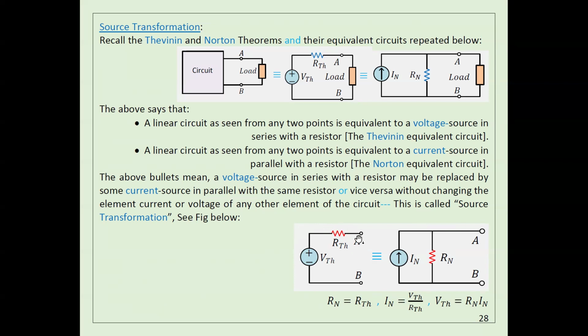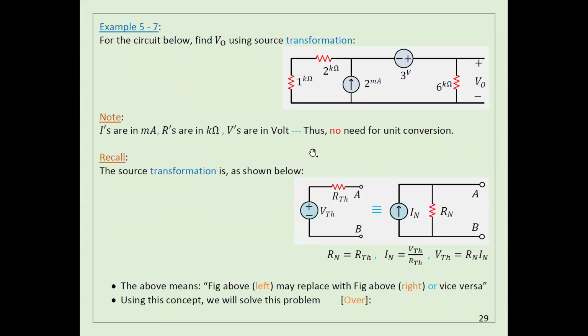How can you do it? This is easy. The resistance here becomes the same resistance here. The current here is actually V divided by R. If you want to move from here to here, this resistance equals this resistance, and the voltage is actually I times R. That's it, very easy, right?